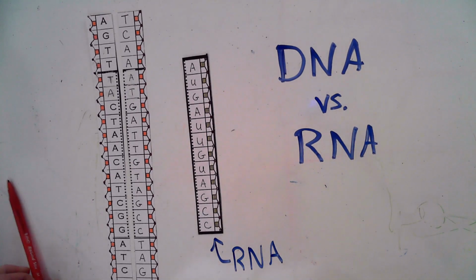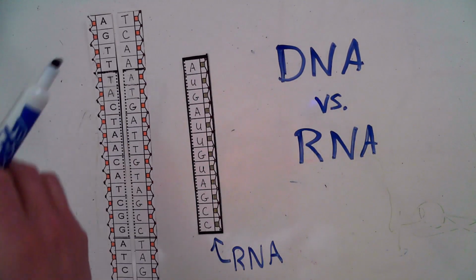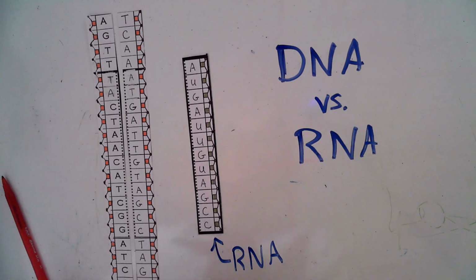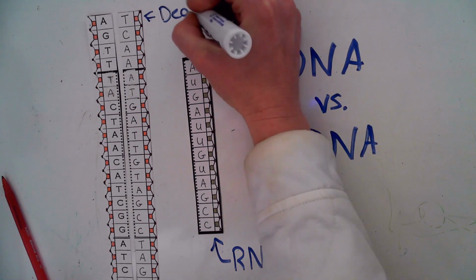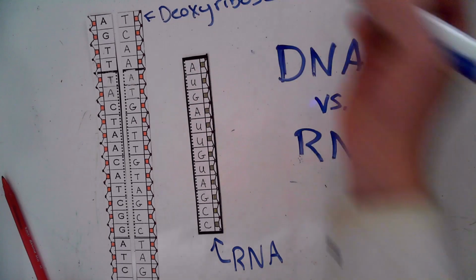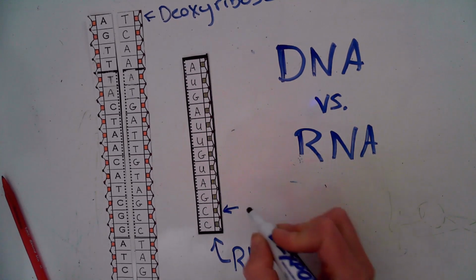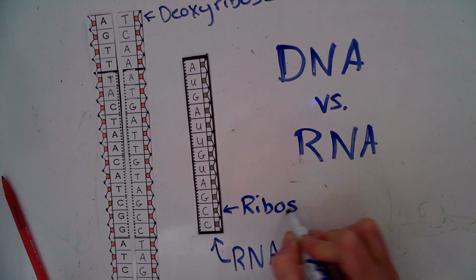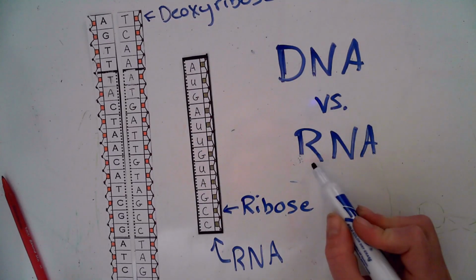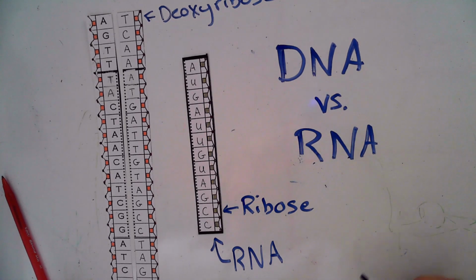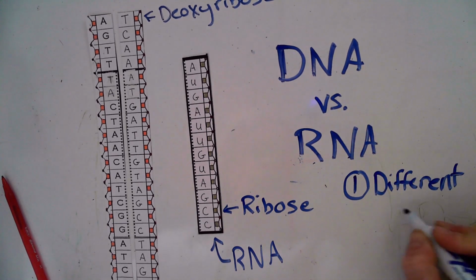Well, the first thing you might notice is that the sugar is different. So in DNA, this sugar right here that's colored orange is where DNA gets its name. It's called deoxyribose sugar. RNA has a different sugar. It's colored in yellow here, and that sugar is called ribose for RNA. Deoxyribose nucleic acid, ribose nucleic acid. So that's difference number 1. They have a different sugar.